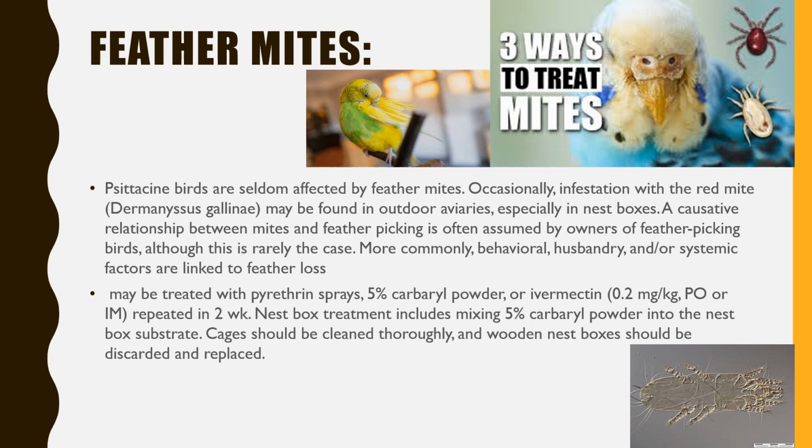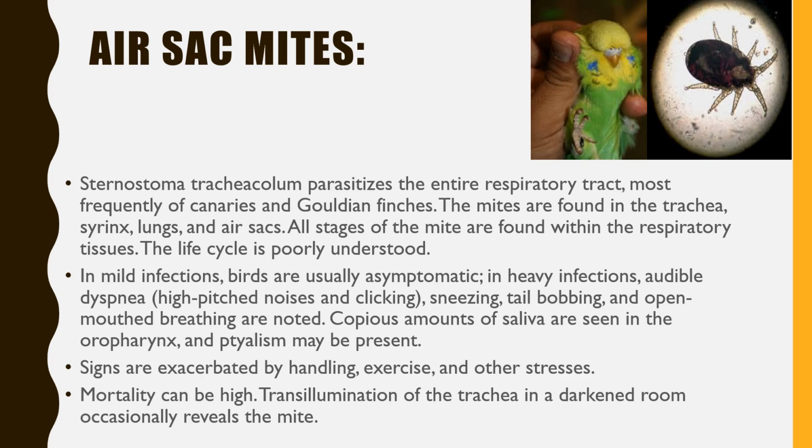This may be treated with pyrethrin spray, 5% carbaryl powder, or ivermectin 0.2 mg per kg orally or intramuscularly, repeated in 2 weeks. The nest box treatment includes mixing 5% carbaryl powder into the nest box substrate. Cages should be cleaned thoroughly, and wooden nests should be discarded and replaced if mites are observed.